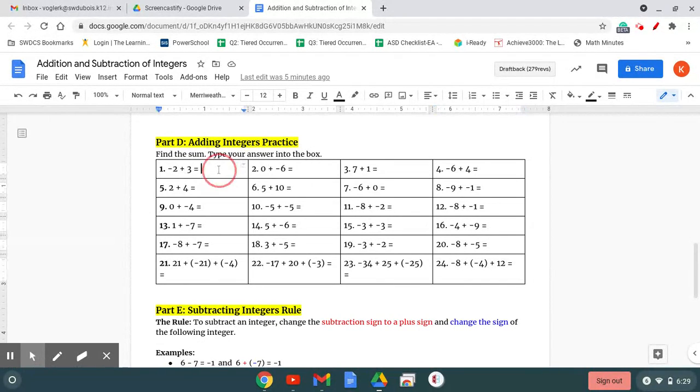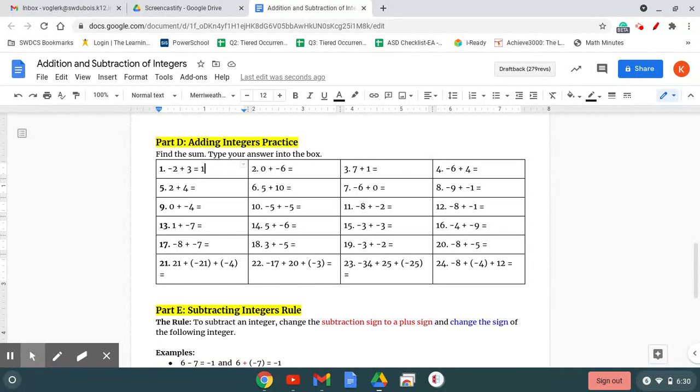All right, number 1, we have -2 plus 3. So we have two different signs. We have a negative with the 2 and a positive with the 3. So different signs, subtract, and keep the sign of the bigger number. So 3 minus 2 is 1, and the bigger number is 3, and 3 is positive. So your answer is just positive 1.